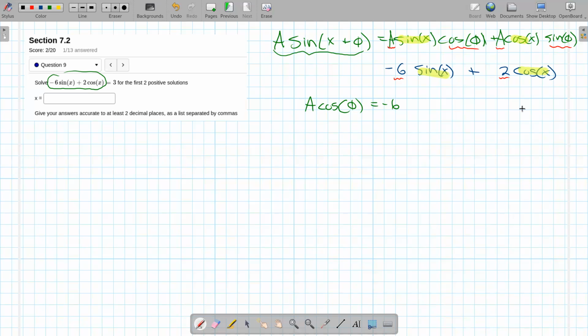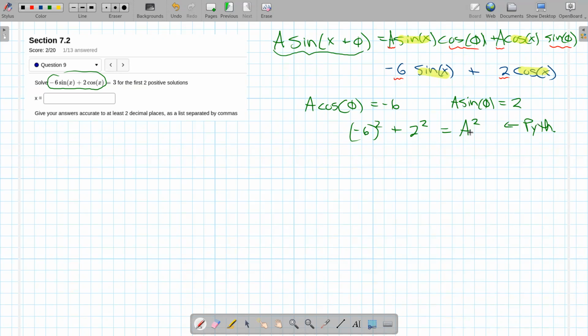So I need to figure out what a and phi are. If we have two unknowns, we need two equations, and we got that. The other equation comes from over here. We also know that a sine of phi has to equal 2. Now, in the past, I've applied the Pythagorean identity to this. And if you do that, the Pythagorean identity says sine squared plus cosine squared is 1. If you apply these two to that, what you end up with is -6 squared plus 2 squared has to equal a squared.